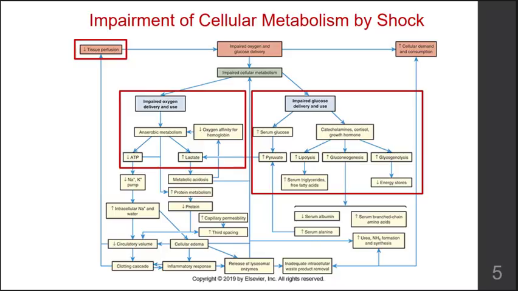So now that you're aware of some of the basic common denominators of shock, let's go into the different types of shock that exist. And we'll start with hypovolemic shock. Hypo, we know, means low. Volemic has to do with the intravascular volume. So we could say low intravascular volume.